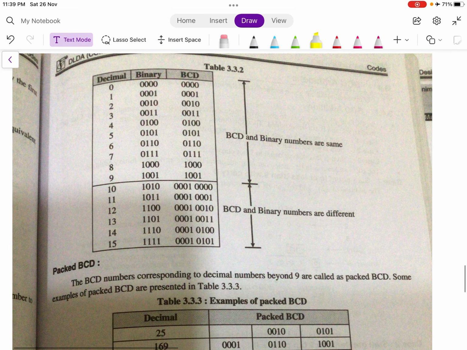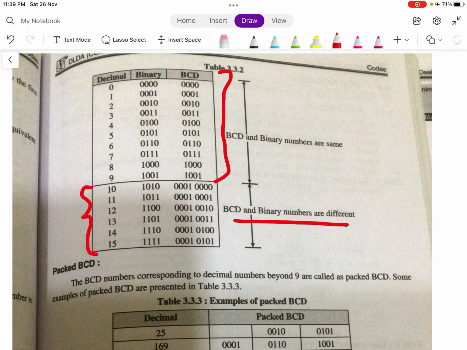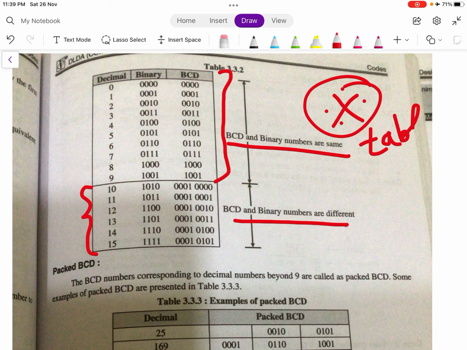So these are the BCD codes. After 10, BCD and binaries are different. Before 10, BCD and binaries are same. So this is a very important table. Before 10, they are same. After 10, they are different. Even 10 is different.